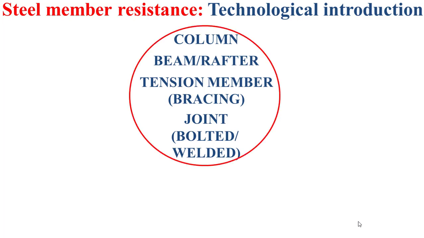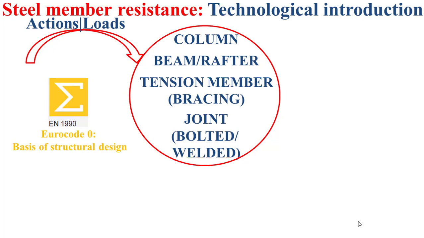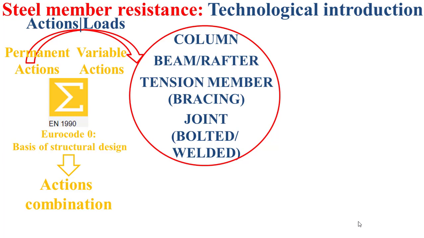All these members and parts are subjected to actions, also called loads. Based on the Eurocode 0 standards, we distinguish permanent actions and variable actions. And we will apply the Eurocode 0 standards in order to carry out action combinations under the ultimate limit state (ULS) and the serviceability limit state (SLS). I will explain this in detail in the next educational video.